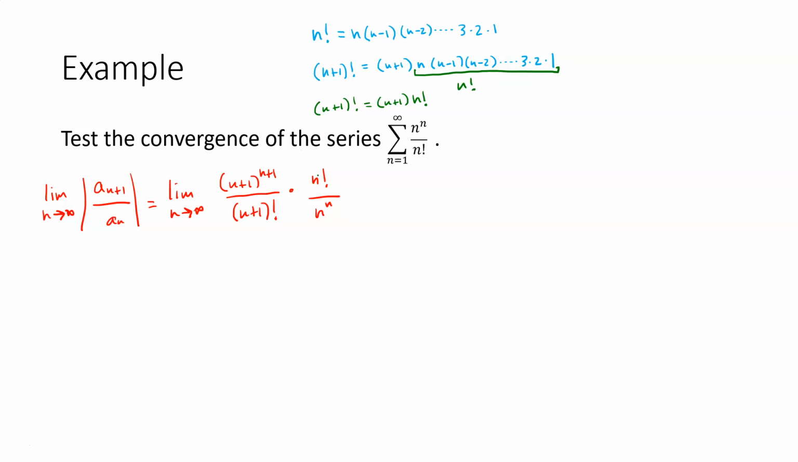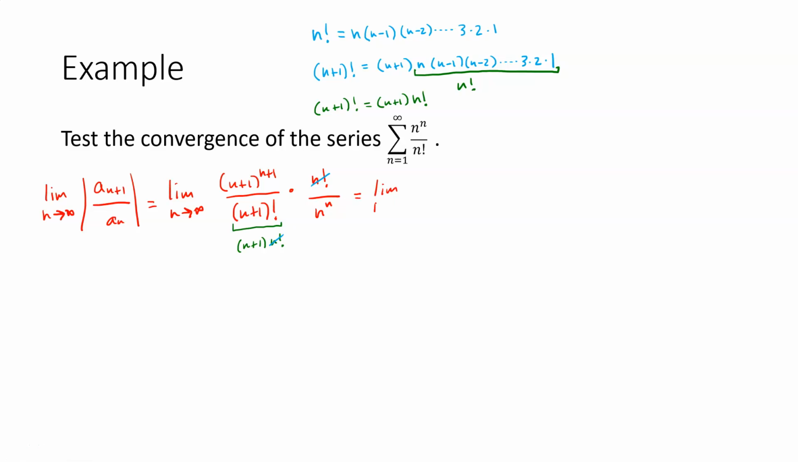So with that, we can use that to simplify the n factorial in our limit here. So here this n plus 1 factorial will be n plus 1 times n factorial, and then that will divide with the n factorial we see here. So what are we left with now?